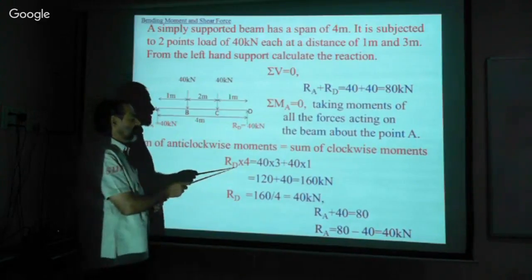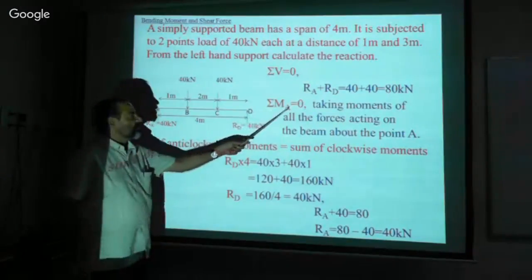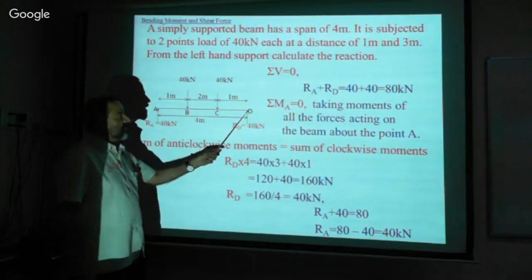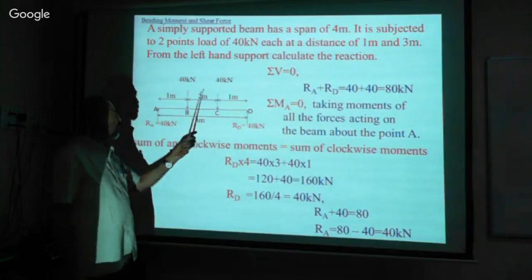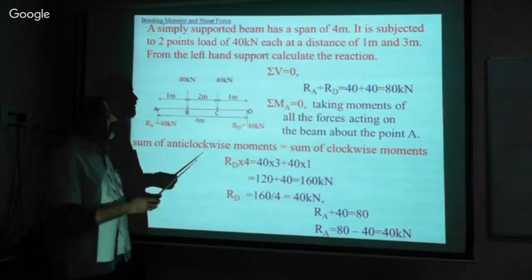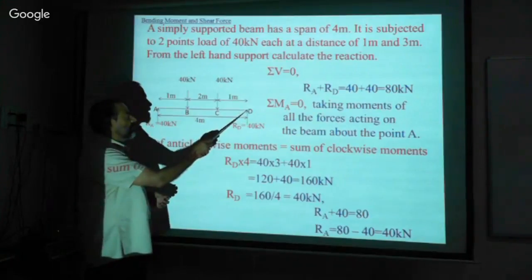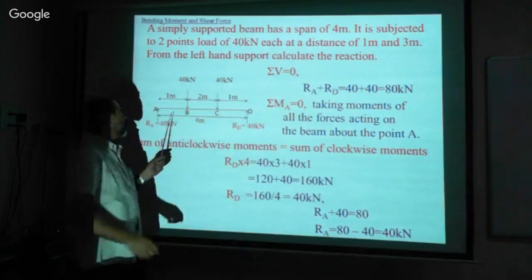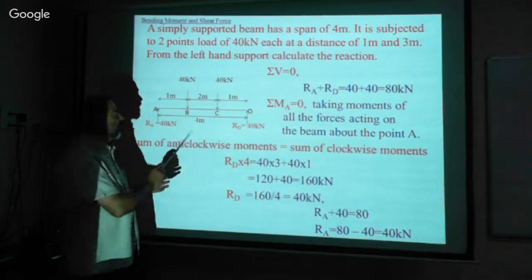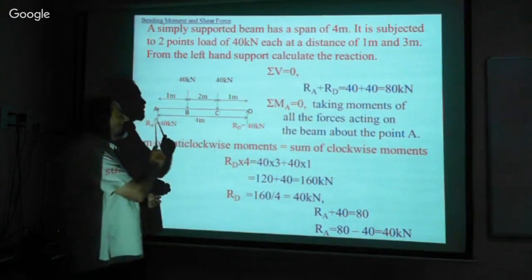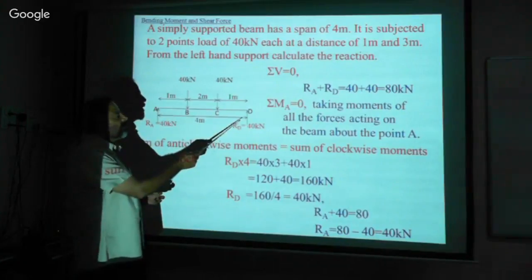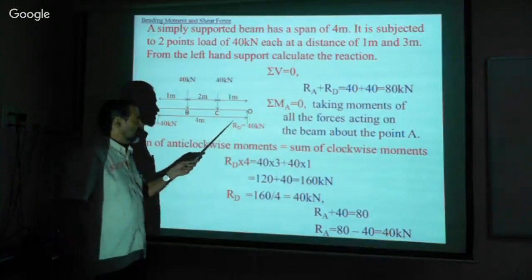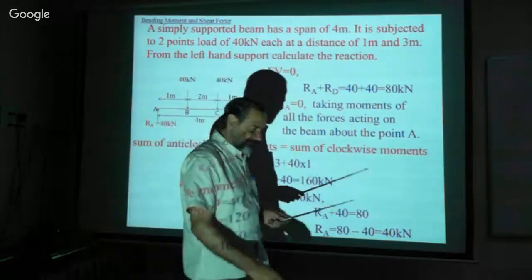But whereas in this case, when sigma MD is equal to 0, we get RD. Now, when we consider sigma MD equal to 0, then we are going to get RA, isn't it? This becomes 0 when you consider the moment at this point. Then RA we will get. Anyway, sigma MA is equal to 0, sigma MD is equal to 0. According to your convenience, you can calculate the reactions RA and RD.